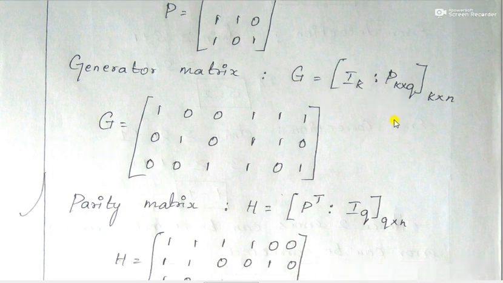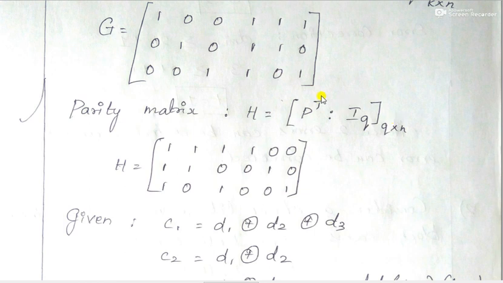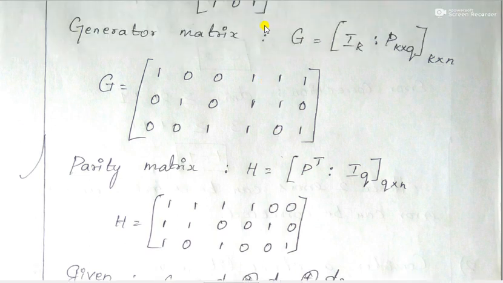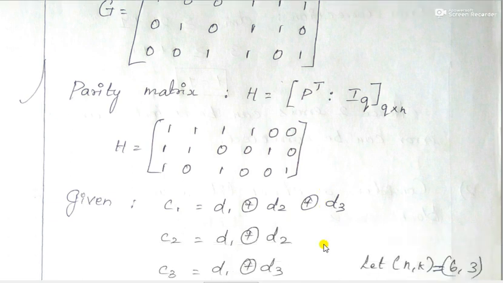Okay, next the parity check matrix. The parity check matrix is in the form of P transpose followed by I_Q. We know the value of P, so from this we can find P transpose. The rows are converted into columns, so the first row 1 1 1, then 1 1 0, then 1 0 1. And the identity matrix, since K is 3 and Q is 3, is the 3 cross 3 matrix 1 0 0, 0 1 0, 0 0 1. So now we have found the parity check matrix H.